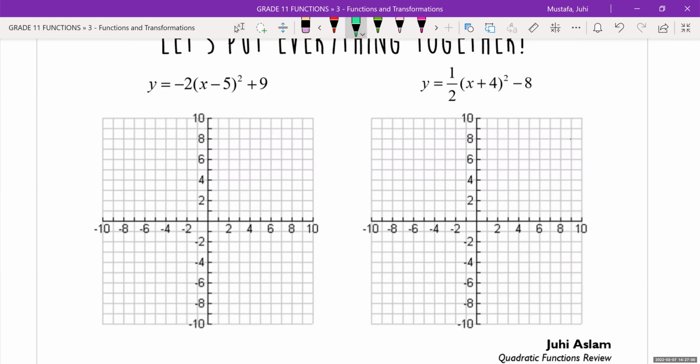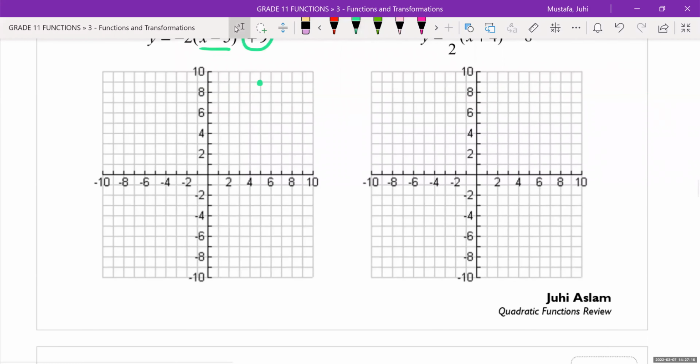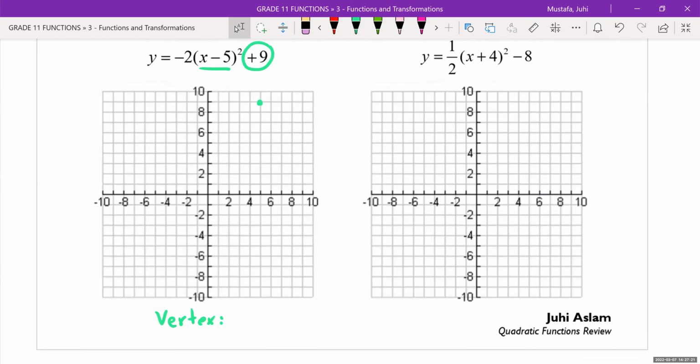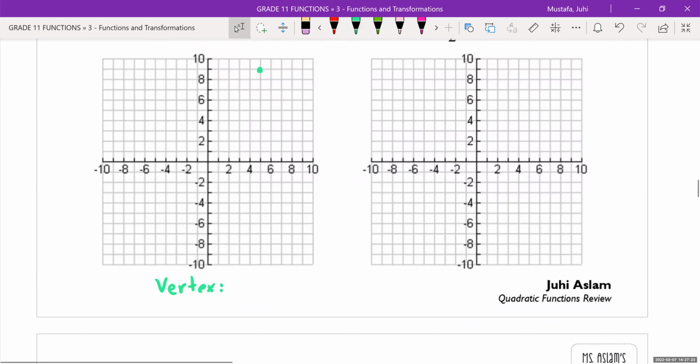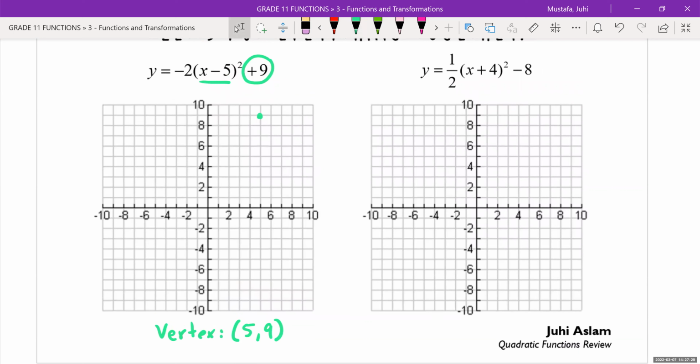The very first thing I try to figure out is the vertex. So I know a parent function starts at 0, 0. This graph is moving 5 units to the right, and it's also going up 9 units. So where does that land my vertex? Close. Good guesses, Sarah? Yeah, it's going to be 5, 9, because remember it's starting from 0, 0, you're moving 5 to the right and then up 9. This negative tells me my parabola is opening downwards, so it's just telling me the shape of it.